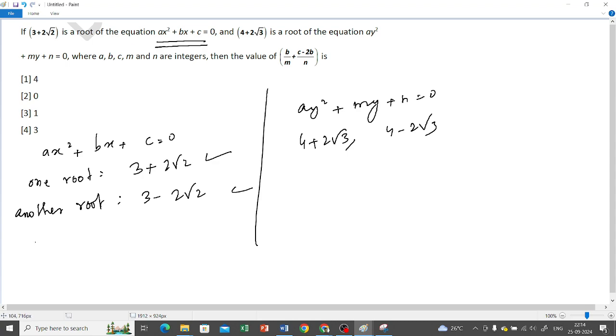2 root 2, 2 root 2 get cancelled. So 6 equals the sum of roots, so minus b by a. Minus b by a, right?